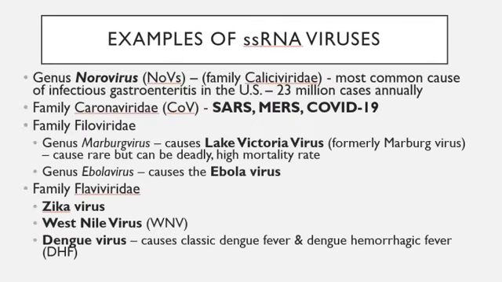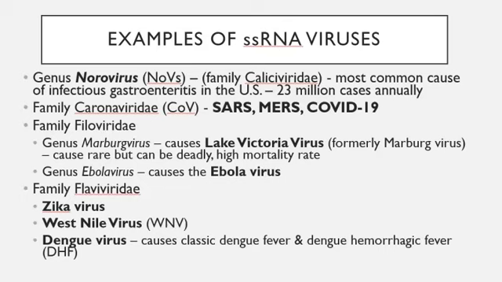Now for single-stranded RNA viruses, we have the genus norovirus. It's the most common cause of infectious gastroenteritis in the U.S. with about 23 million cases annually. Then we have our coronavirus family that causes SARS, MERS, and our COVID-19.